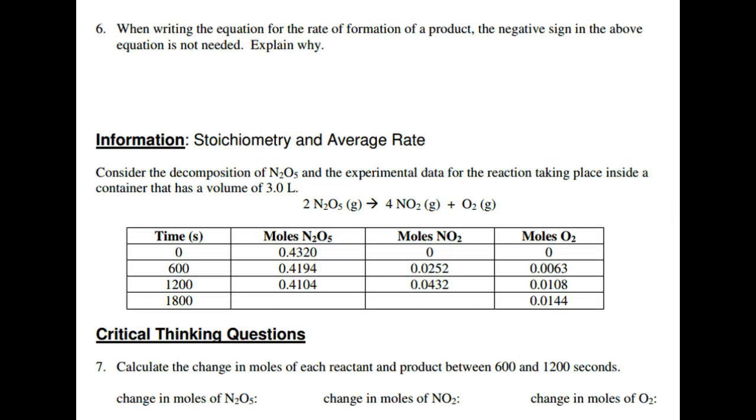For number 6, when writing the equation for the formation of a product, the negative sign in that original equation is not necessary. And that's the case because when we were talking about the product, we found that the change in molarity would be a positive number. So that negative number in the equation for the formation of the reactant, which we saw on the first page, is there just to cancel out the fact that we would have a negative number for the reactant itself.